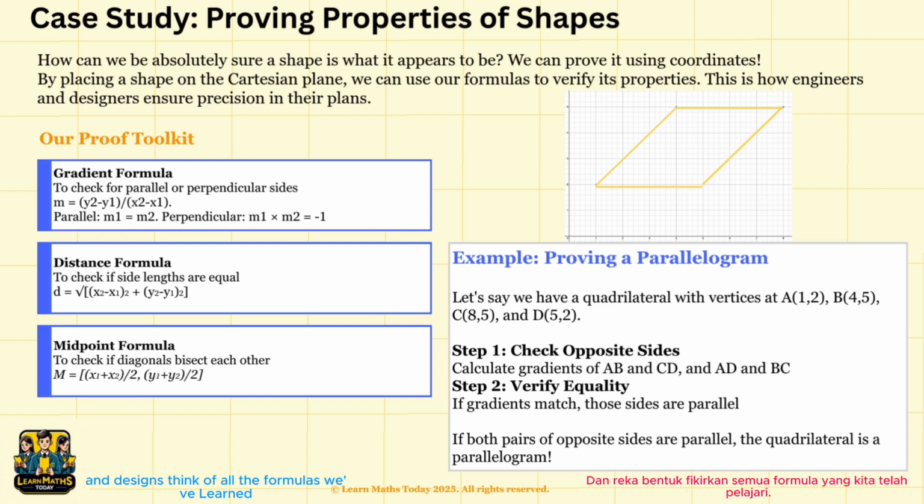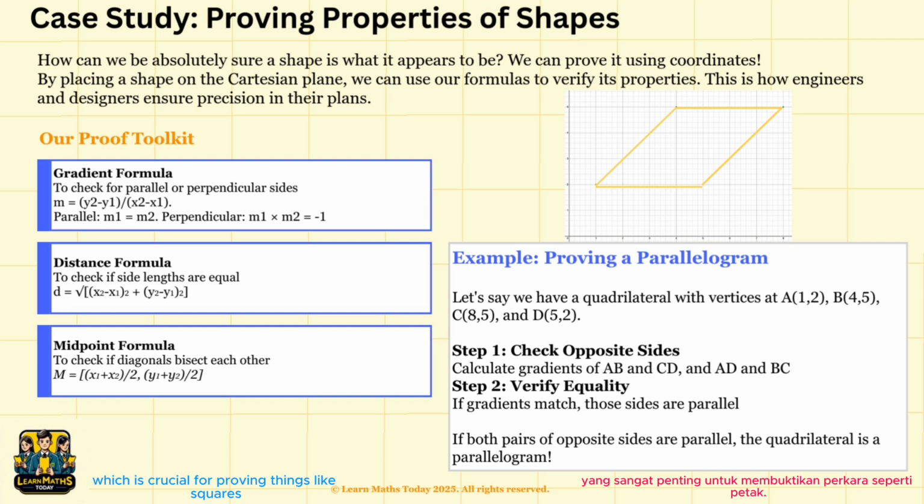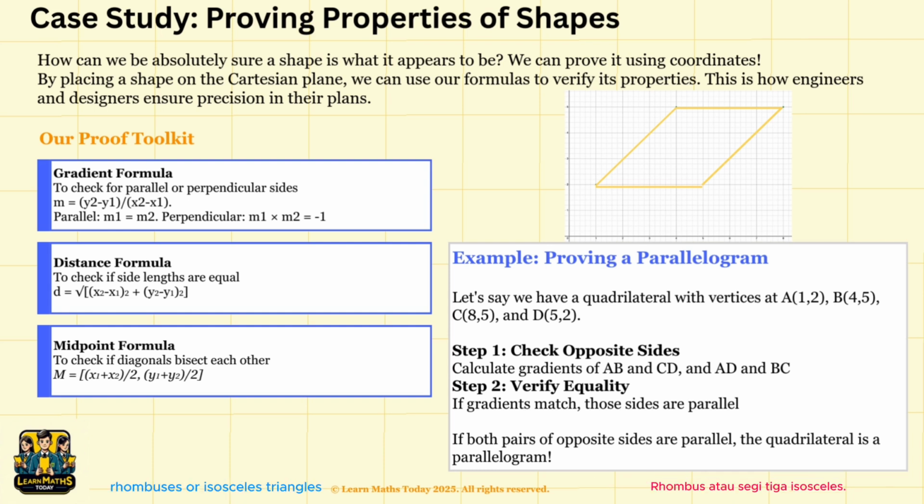Think of all the formulas we've learned as your very own proof toolkit. The gradient formula is your go-to for checking if lines are parallel or perpendicular. The distance formula is perfect for verifying if sides have equal lengths, which is crucial for proving things like squares, rhombuses, or isosceles triangles. And the midpoint formula is fantastic for checking if diagonals bisect each other, which is a key property of parallelograms and other shapes.